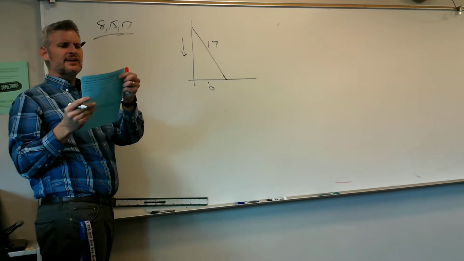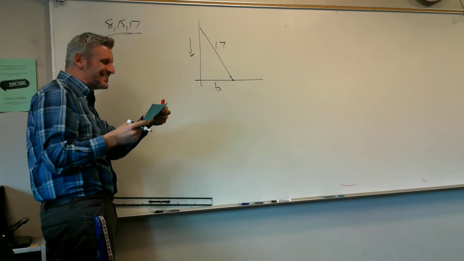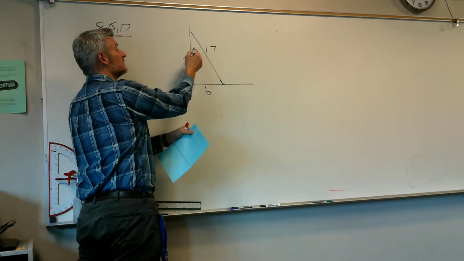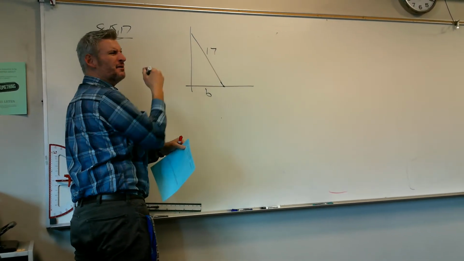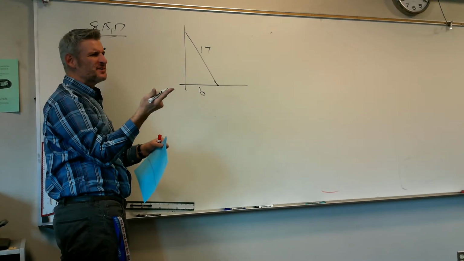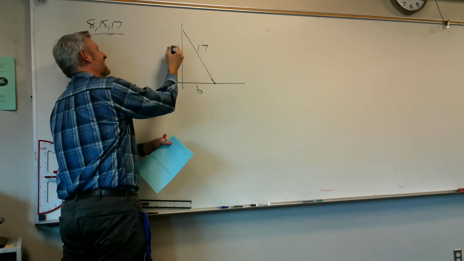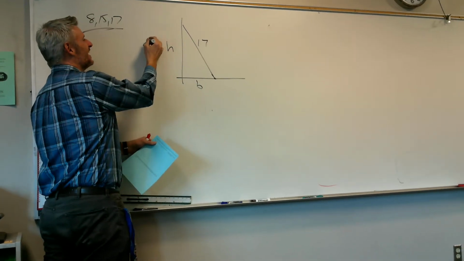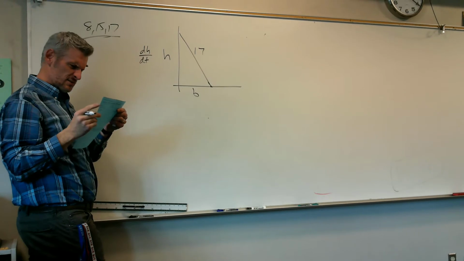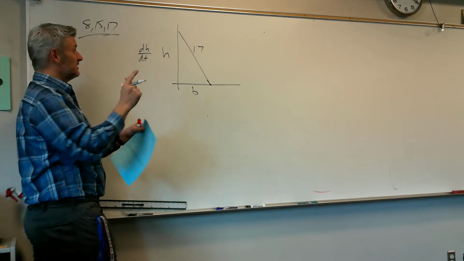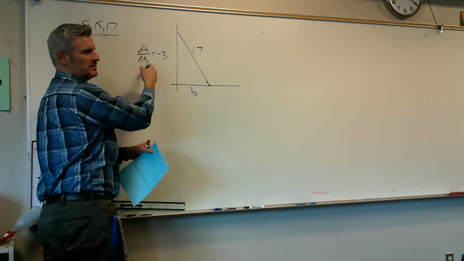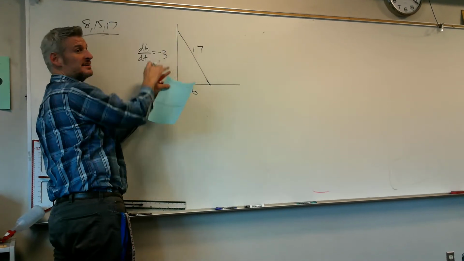17-foot ladder is sliding down a slightly greased wall. If the top of the ladder is falling at a rate, I need a letter for this. H. Can I use H for height? Okay. H. Didn't I tell you how fast it was sliding down the wall? 3 feet per second. So dH/dt is -3. Why is it negative? We're going down, and this distance is getting smaller.